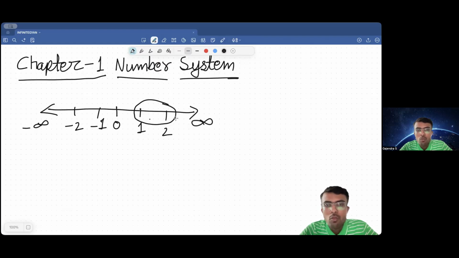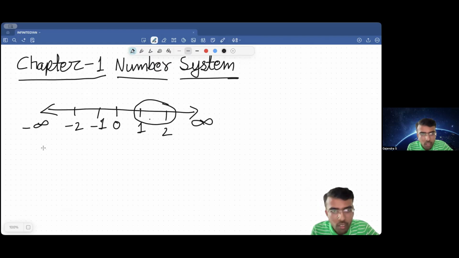Okay, all right. So there are infinite rational numbers between any two numbers on the number line, right? So you can find infinite rational numbers between 1 and 2. There exist infinite rational numbers and infinite irrational numbers, right?